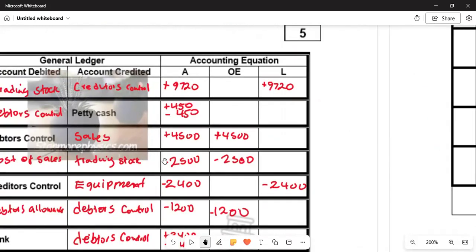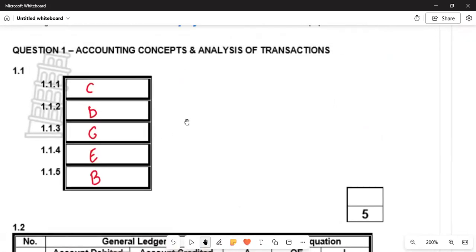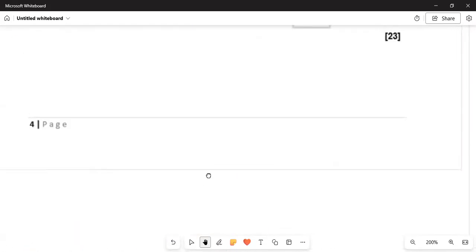Now we are going to the last transaction.